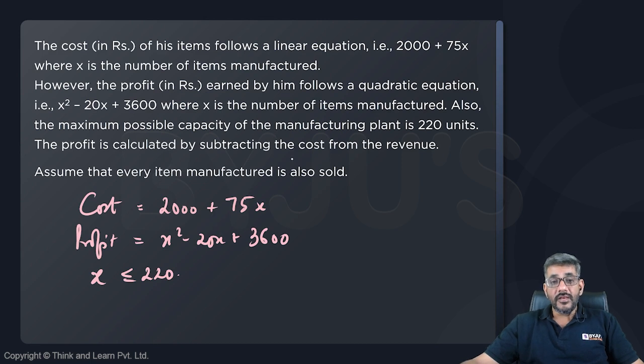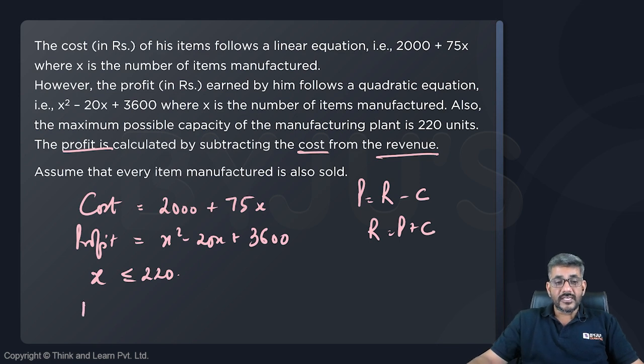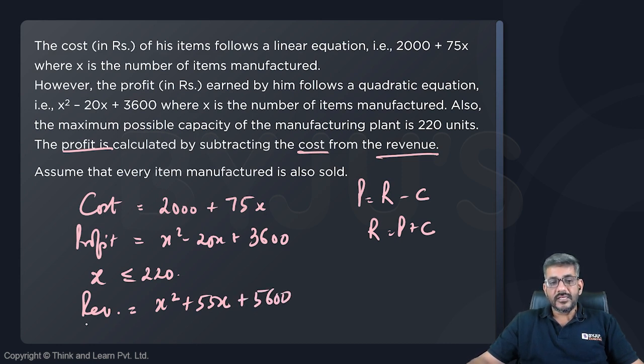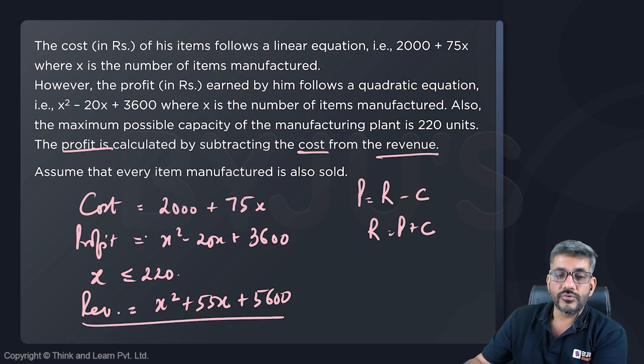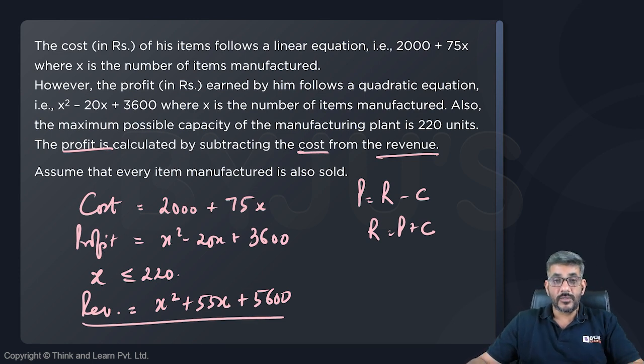Now, about revenue, he says profit is calculated by subtracting cost from revenue. Profit is revenue minus cost, or I can say revenue is equal to profit plus cost. So, if I say what is the revenue equation, it is profit plus cost, just add them: x square minus 20x plus 75x is plus 55x, and 3600 plus 2000 is 5600. These are all the equations that I have to use to answer all of these questions.